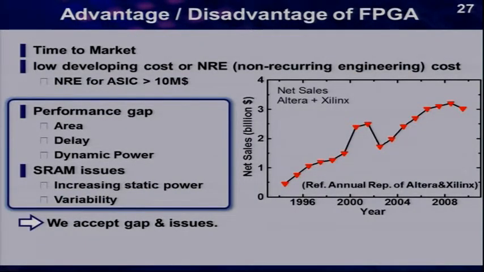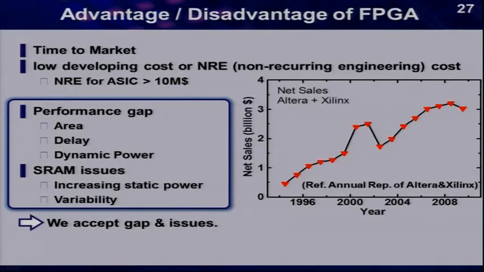This slide shows the advantages and disadvantages of FPGA. The advantages of FPGA are short time to market and low development cost. Here is the FPGA sales by Altera and Xilinx. The sales have rapidly increased. This rapid increase mainly results from the increasing development cost in ASIC for advanced technology node.